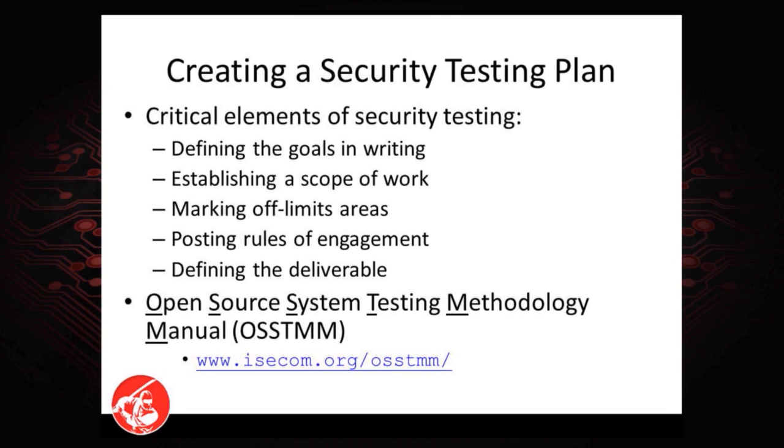Mark off limits areas. What's off limits? And rules of engagement. Can I go on site? Can I meet your people and talk to them and try to trick them or deceive them into giving me information? Can we define the deliverable? What's the deliverable? Maybe I steal a file? Maybe I steal a laptop? What is the deliverable for the client to know that we met the scope of the security testing plan?